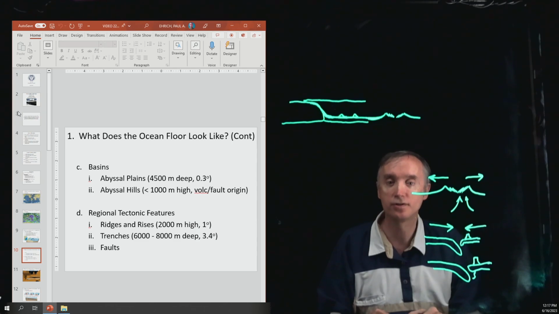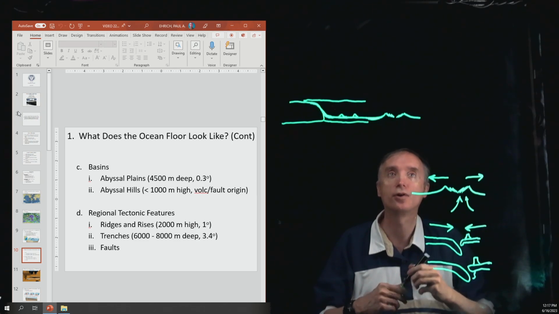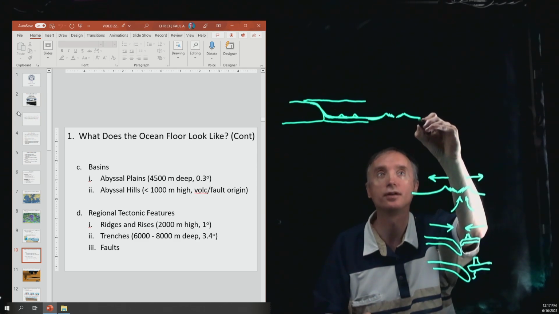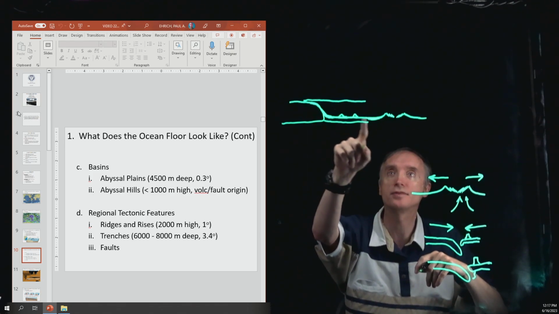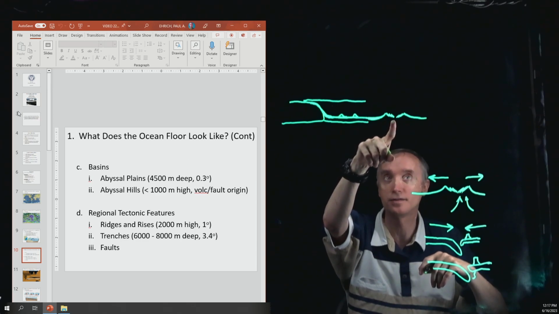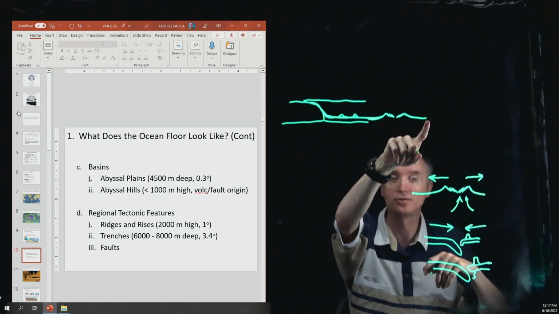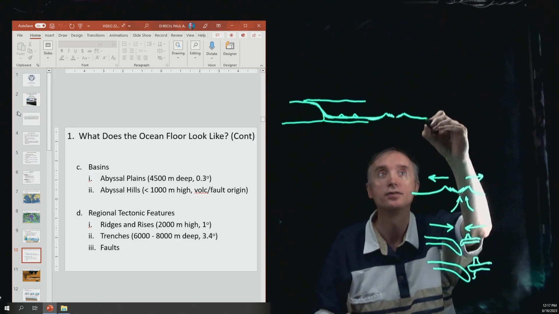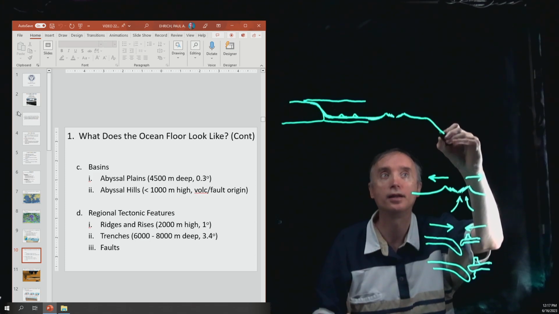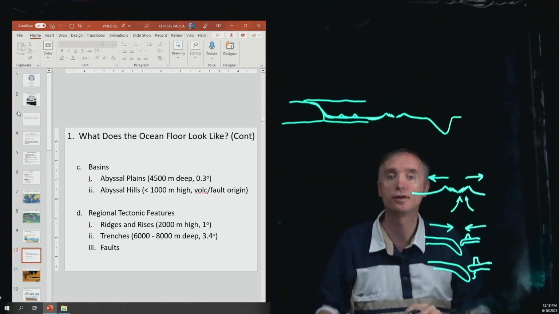Then you've got the trenches. So let's go ahead and put one of those in here. Now if this is North America, this is the mid-ocean ridge in the middle of the Atlantic. And then I'm just going to put a trench over here. There really is no trench, but just for the purposes of being able to draw one. So this is where a plate is going down, and you could have something like that. And so there's your trench.